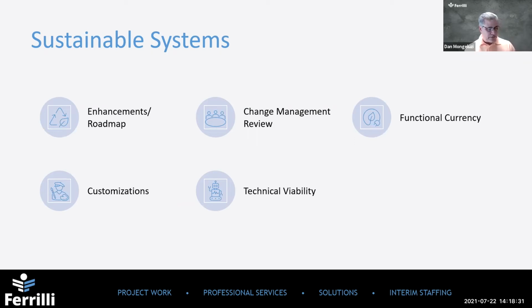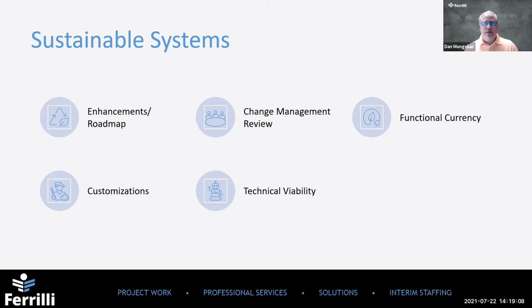Okay, speaking of sustainable systems, again, with the investment that we're making in systems, it's critical that you utilize the system as effectively as possible, so that it's not something that's going to have to be replaced in a short time window. There's no reason that a system couldn't last 10 or 20 years. Your vendor should be staying up on the latest technology. They should be offering you new functionality.